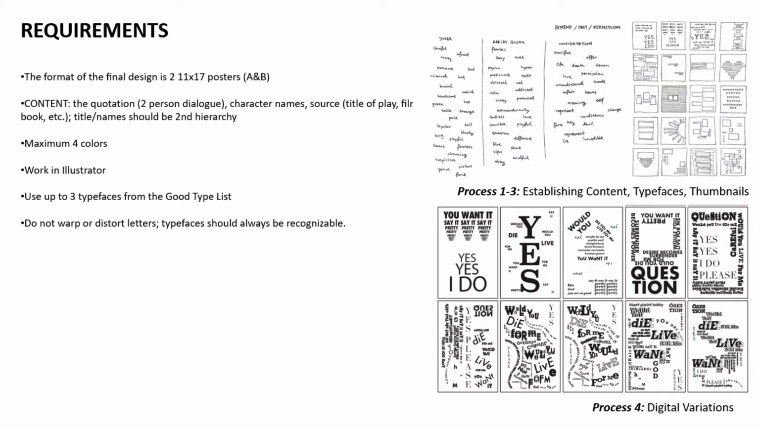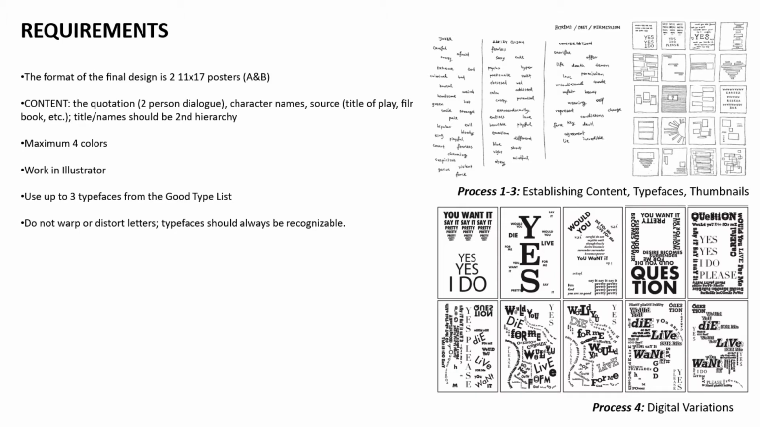Okay, the requirements. The final design is going to be two 11 by 17 posters. So you'll have poster A, and the difference between poster A and B is one will be designed with a grid and the other one without it. But first you're going to do one without a grid, and then once you get that design down, you're going to put a grid on it, and then you're going to use the grid to carefully align things.